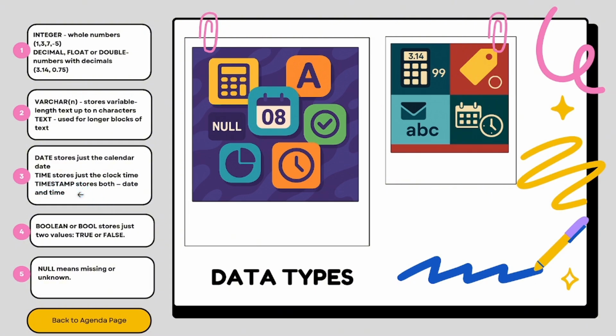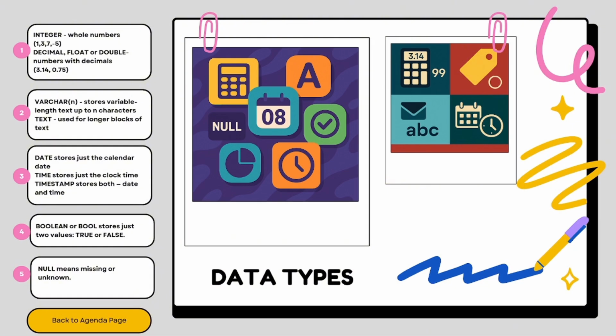And the last one is Boolean data types, Boolean values. This is a simple one. We have Boolean or bool data types, which store just two values, true or false. It's great for flags like is active, is deleted, or is verified.